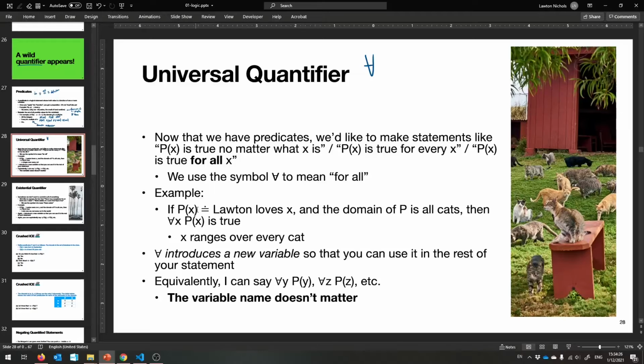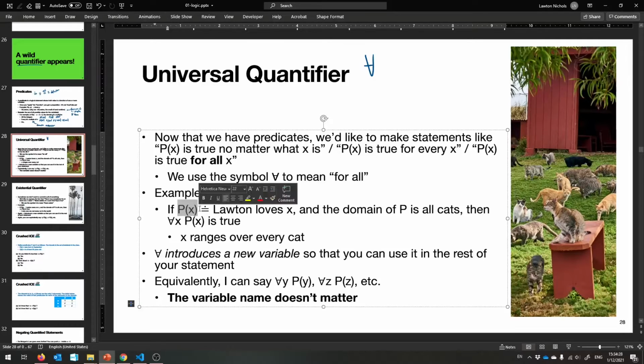With an example now, if we define P of x to be Lawton loves x, and the domain of P is all cats, then obviously, for all x, P of x, this entire statement is true. If we translate this to English, it's saying, for all cats, Lawton loves that cat. Lawton loves every cat in the world. So x, we say, ranges over every cat in the domain.